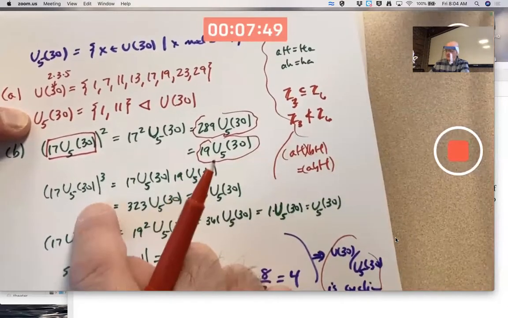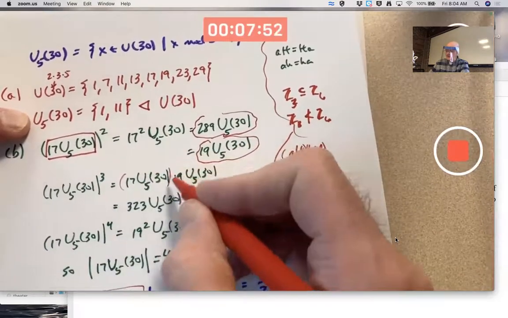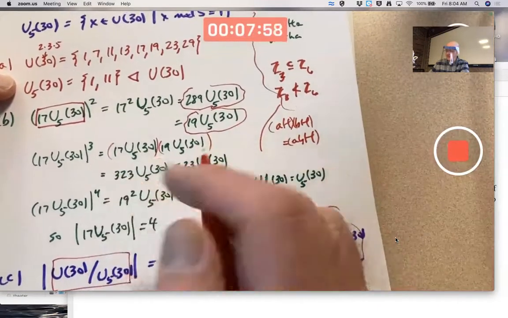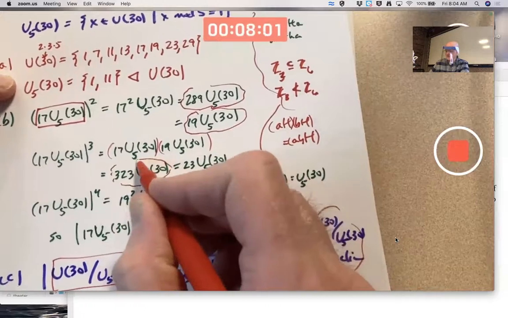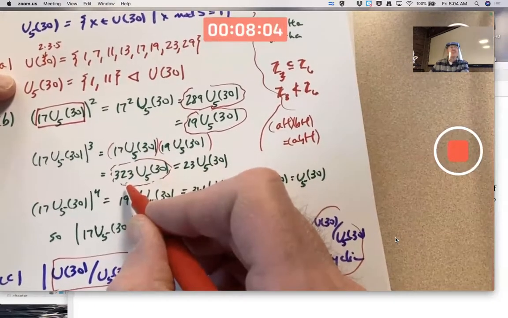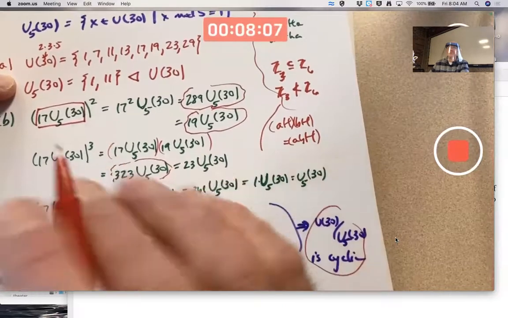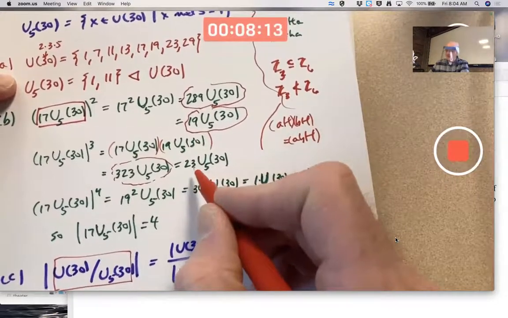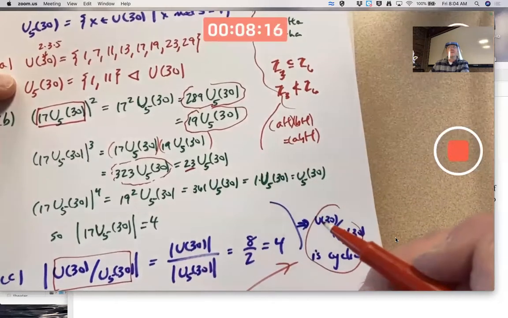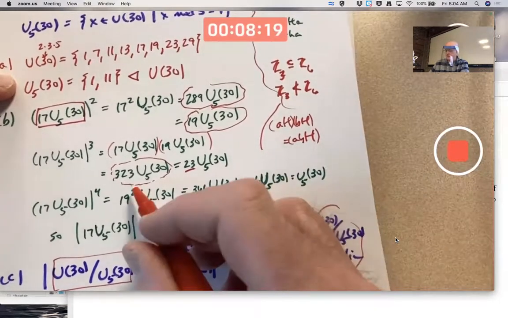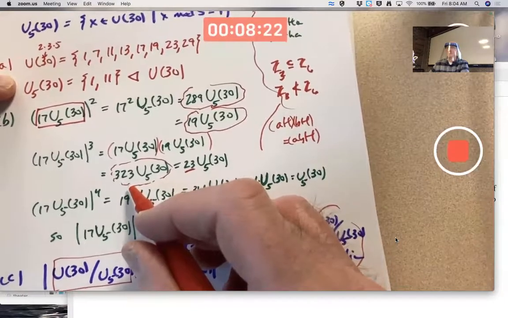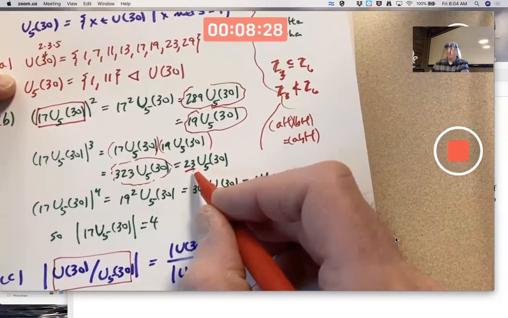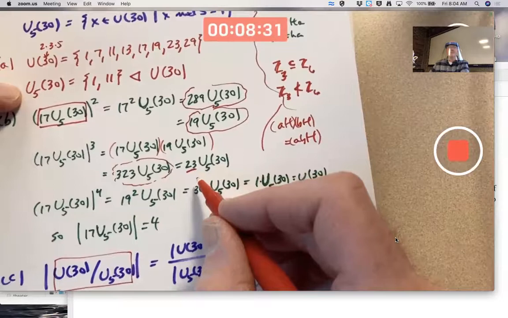If I raise it to the third power, that's equivalent to taking it times its square. 17 times 19 is 323. Again, technically, I probably shouldn't write this because 323 is not in U30, but again, you know what I mean. It's not a big deal if you do write it. Ultimately, we do need to mod by 30 to get an element that is in U30. 323 divided by 30 has a remainder of 23 because 30 goes evenly into 300. So it's going to be a 23 here, and 23 is not in the subgroup. The order can't be 3.